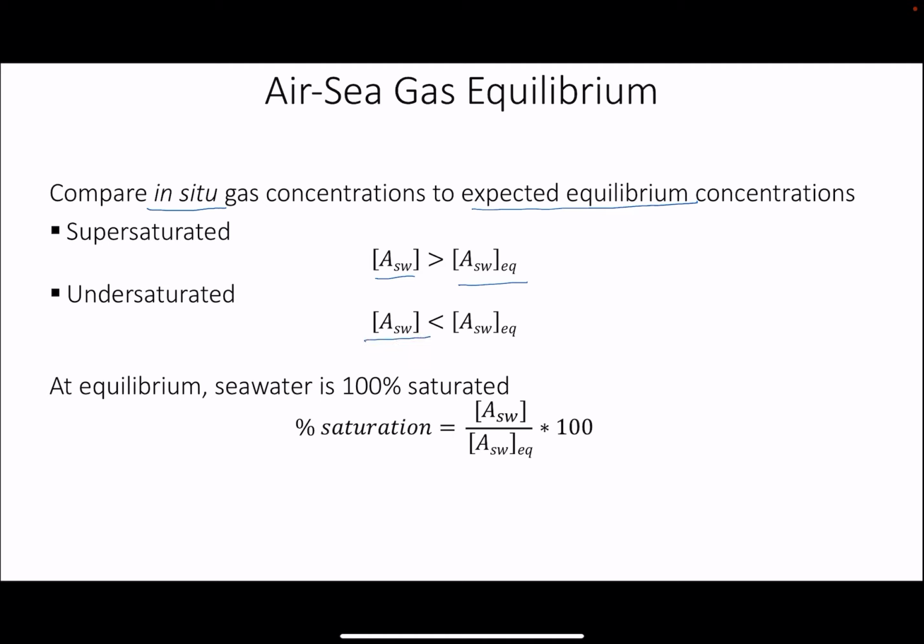If you go out and measure the concentration of gas A in seawater, and it's less than you calculated for the equilibrium concentration, we can say that gas is undersaturated. Something in the seawater is removing that gas, and you're not able to establish the equilibrium. Sometimes you go out and make a measurement, and it's exactly what the equilibrium is, which you would say is saturated. But we can calculate this degree of saturation, and we refer to this as the percent saturation. So you take the measured gas here, divided by your calculated equilibrium, and multiply by 100, and that tells you your percent saturation.